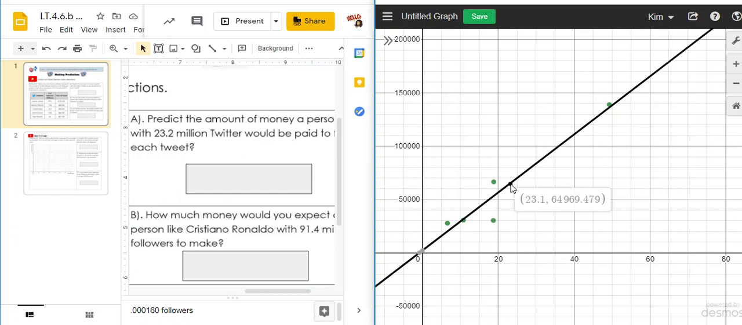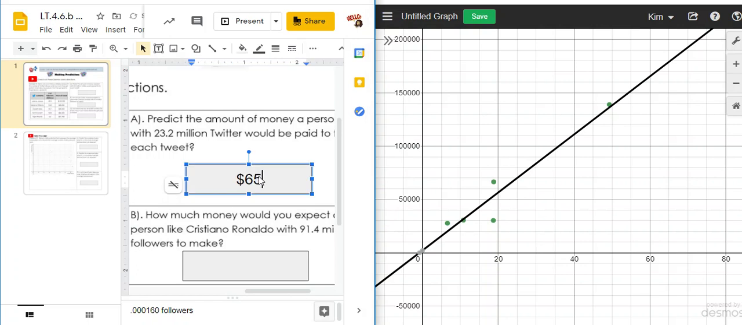I'm going to go to where it says 23.2. Oh, there it is, 23.2. And you can see next to it, it says 65,241. So let's round to the nearest whole number. So someone with 23.2 million followers, we would expect it to be reasonable for them to get paid $65,242.